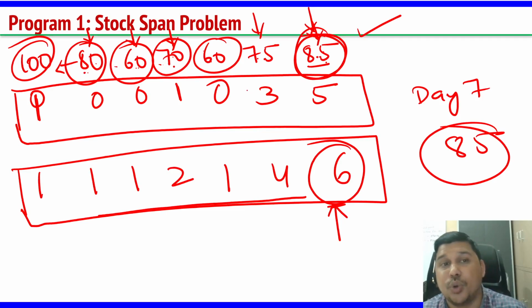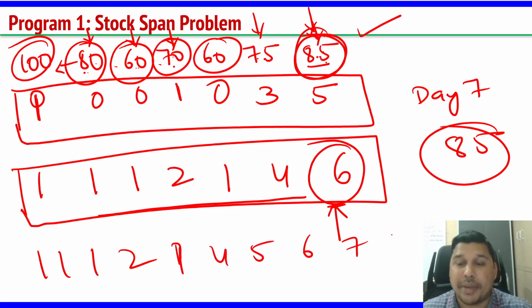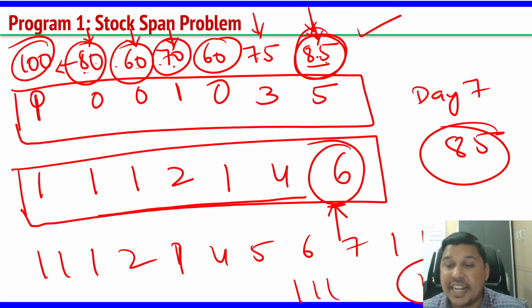Okay, like this, if you do stock span for 1 month, what will happen when you do it for a whole month? What will happen there? I will get so many. No, I get like this: 1, 1, 1, 2, 1, 4, 5, 6, 7. I may get 1, 1, 1 again. I may get 12, right? Again 1, 1, 1. I get 15 here. It means in 15 days the highest stock is today.